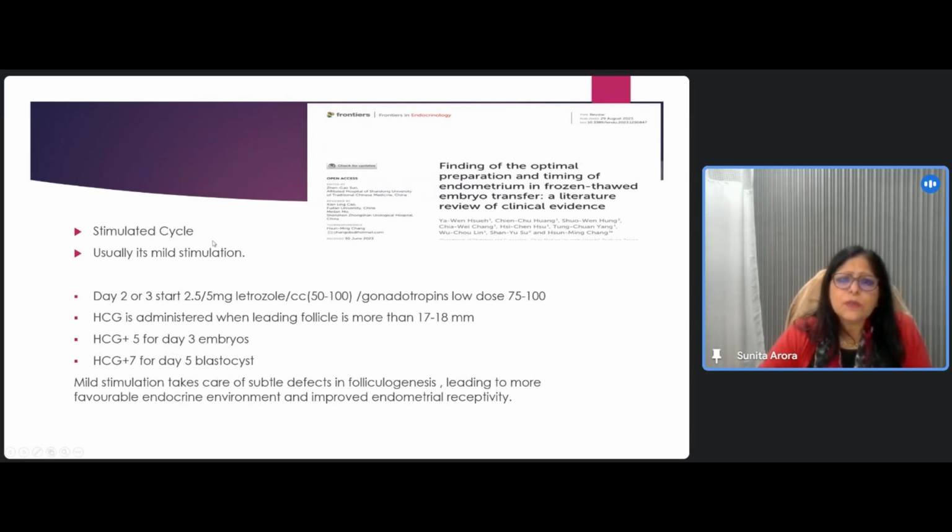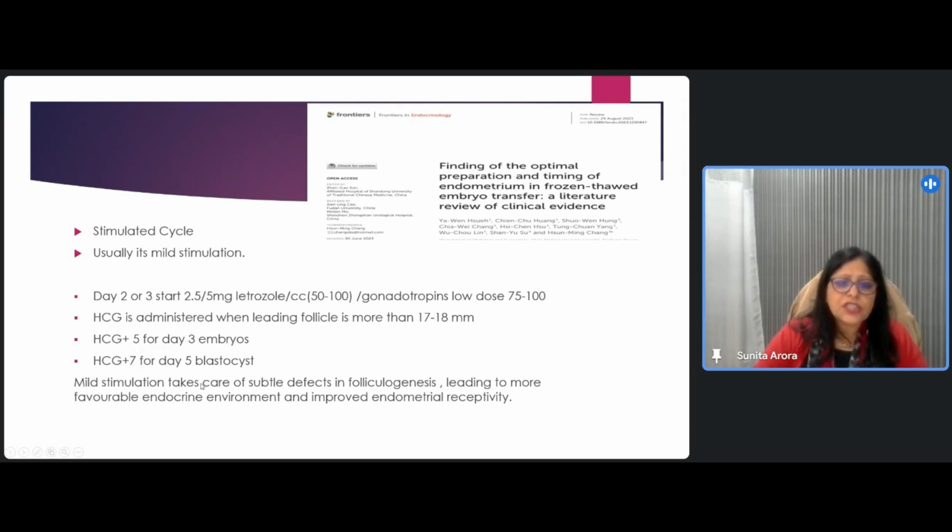Whenever we say stimulated cycle for frozen embryo transfer, it usually means mild stimulation, because my aim is not to make too many follicles here. So I usually prefer letrozole cycles whenever I am giving a mild stimulation, or sometimes low dose of gonadotropins also help. Then HCG is administered when the leading follicle is around 17 to 18 mm. And then after HCG, after 5 days if you are going for day 3, but nowadays nobody is going for day 3. So HCG plus 7 for day 5 blastocyst.